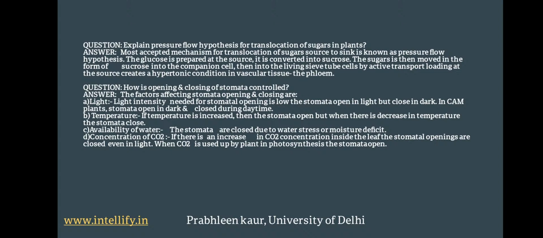Explain the pressure flow hypothesis for translocation of sugars in plants. The most accepted mechanism for the translocation of sugar from source to sink is known as the pressure flow hypothesis. The glucose is prepared at the source. It is converted into sucrose. The sugar is then moved in the form of sucrose into the companion cell, then into the living sieve tube cells. By active transport, loading at the source creates a hypertonic condition in the vascular tissue, the phloem.